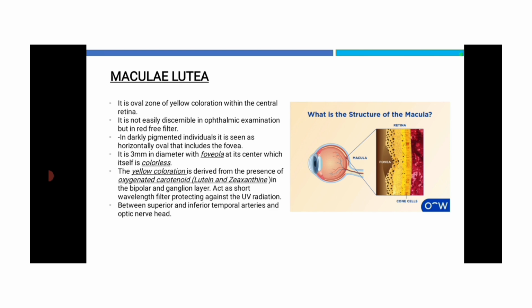Macula derives its yellowish appearance from carotenoids, particularly lutein and zeaxanthin, which are present in the bipolar and the ganglion cell layer of the retina. In our next video, we will have a detailed talk about the different layers of the retina. These pigments act as a short wavelength filter and protect our eye from UV radiation.